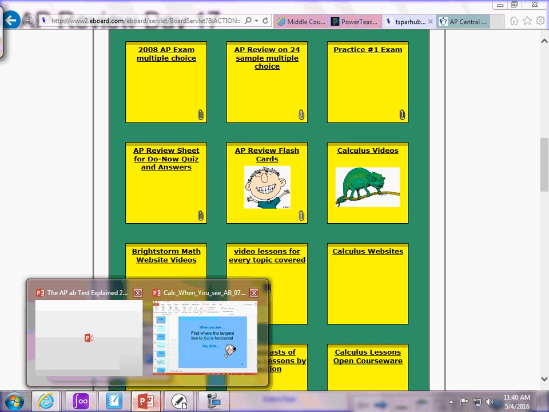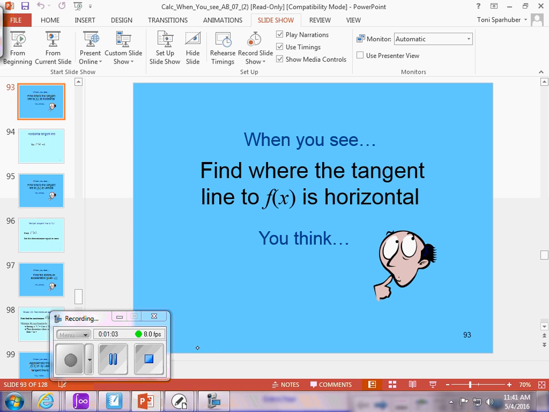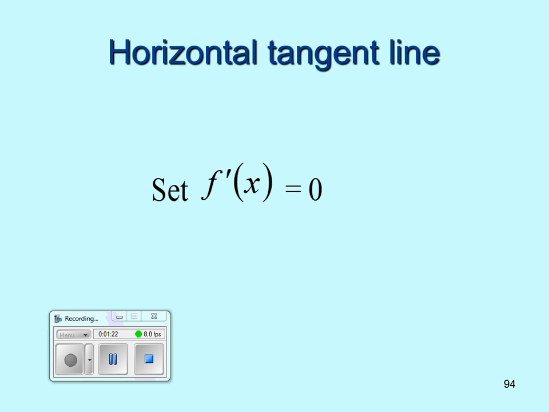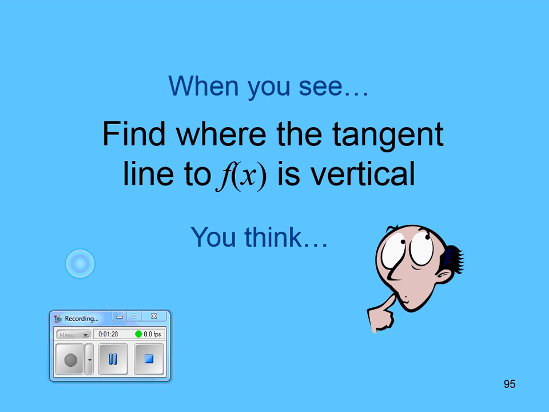If you click on the link, you'll see something like this: find where the tangent line to the function is horizontal. What do you have to do to find out where a tangent line is horizontal? Derivative and what? Set it equal to 0. Yeah. So if you just want to go through some concepts, kind of relax with your feet up, that might be a good way to go.